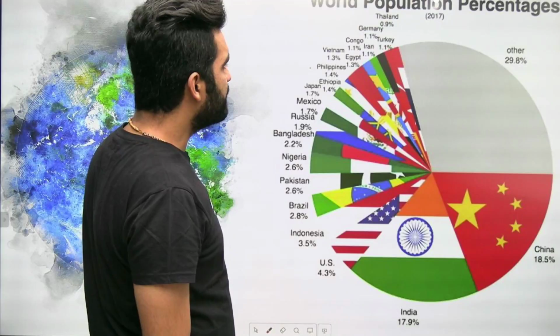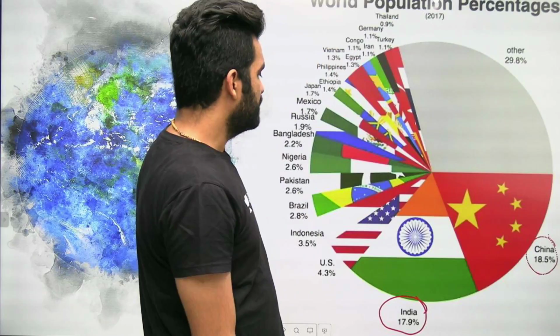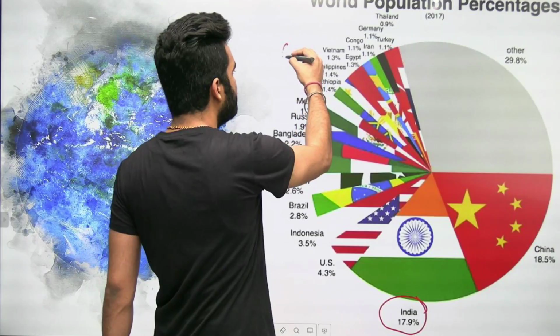So this is the percentage. India's population in the world population is 18%. China is marginally above, at 18.5%. So that is why India deserves to be a permanent member. This is another credibility point which favors India's candidature, right?